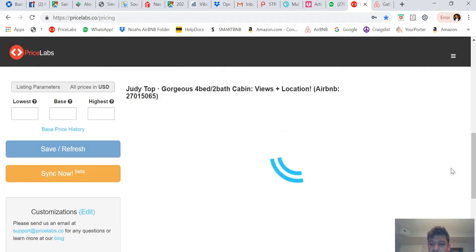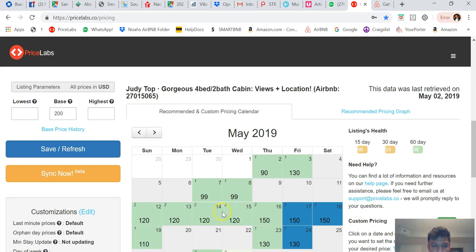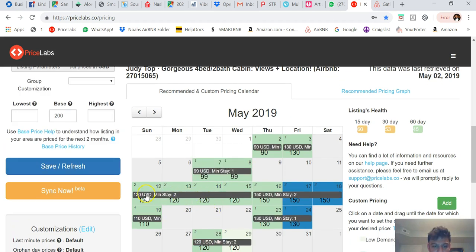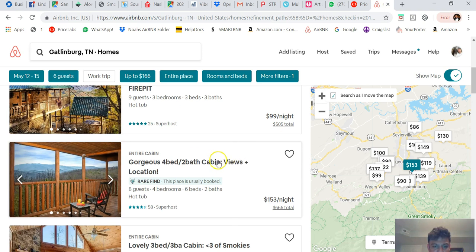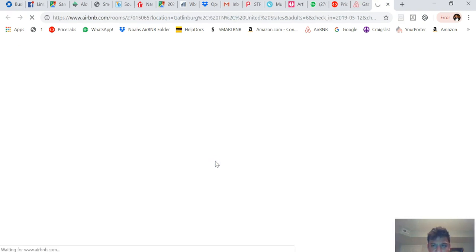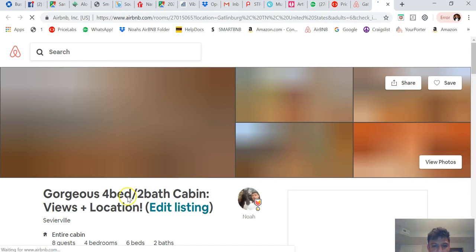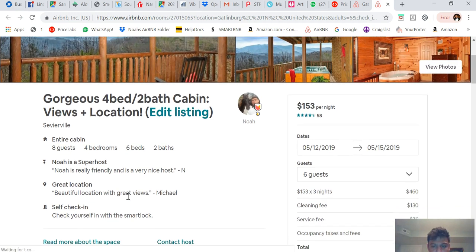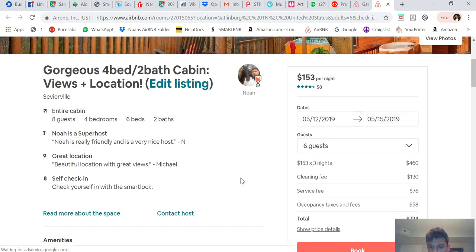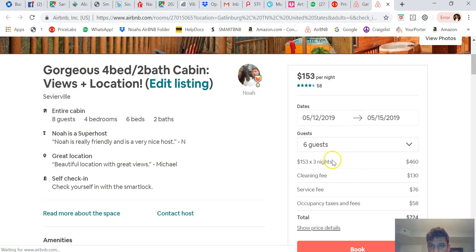Judy Top might have been a little high at 150. That's where it was priced, so we probably should bring that down. You see here it says 120. So I'm not exactly sure why it was advertising it for 153 that period. Yes, this is an error. This is advertising 153.